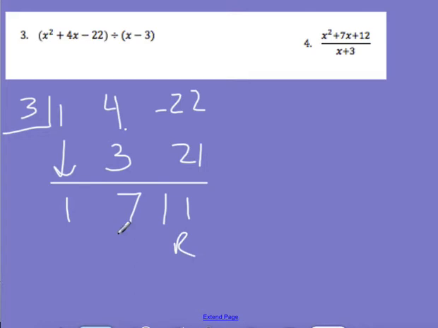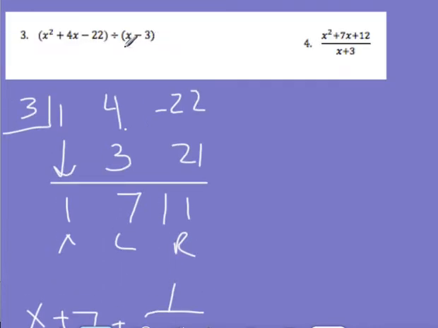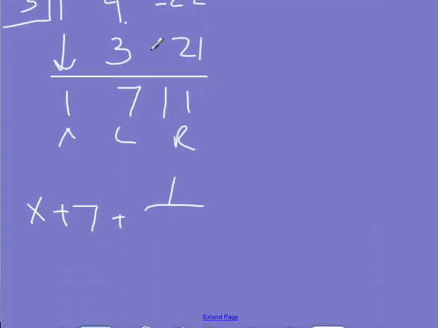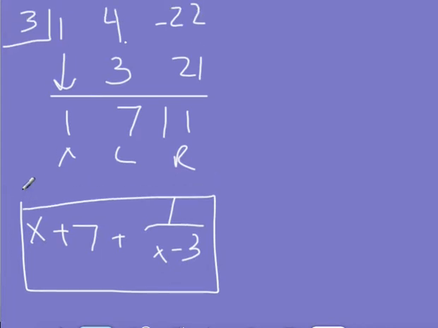So this time I do end up with a remainder. So I have my x term, which I'm just going to write as x because I do not need to write the 1 out in front. You can if you want to, though. My constant is 7. So now for my remainder, I'm going to take 1, and I'm going to divide it by what my original divisor was, this x minus 3. So I'm going to do x minus 3 right here. So that right there is your final answer for number 3.